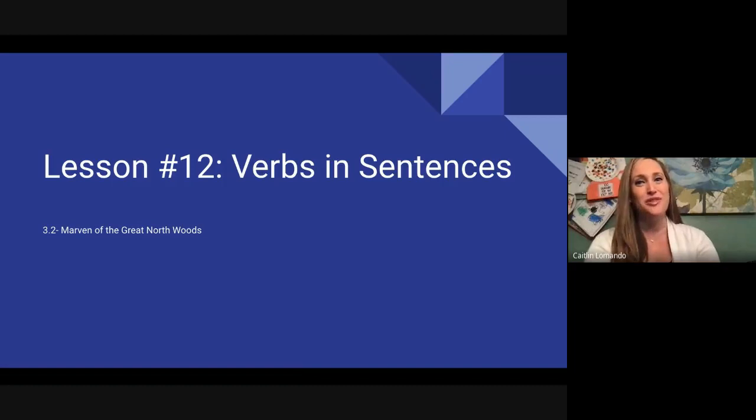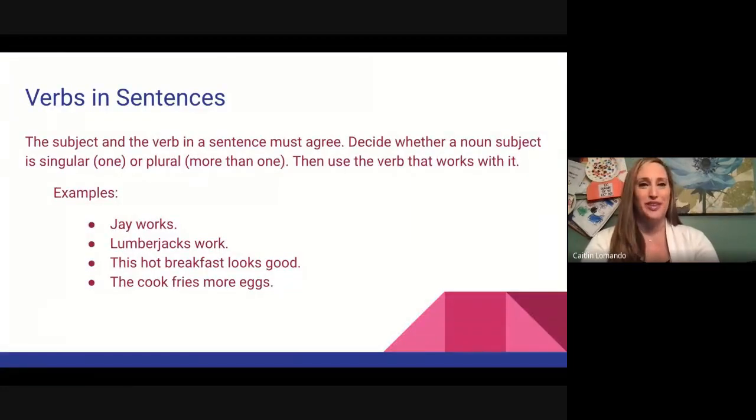We are going to continue with our conversation about verbs by discussing verbs in sentences. So, the subject and the verb in the sentence must agree. Decide whether a noun subject is singular, one, or plural, more than one. Then use a verb that works with it. So for example, Jay is one person, so we say Jay works. Lumberjacks, more than one person, so we say lumberjacks work. You can see how we changed the verb there.